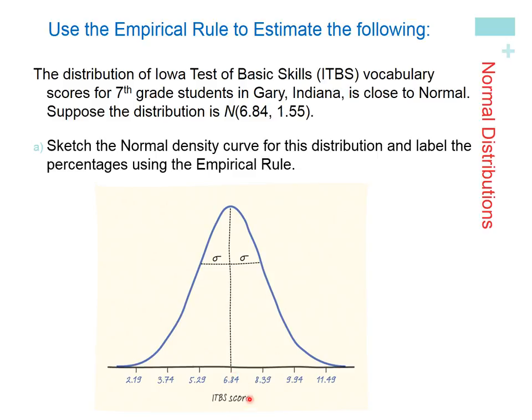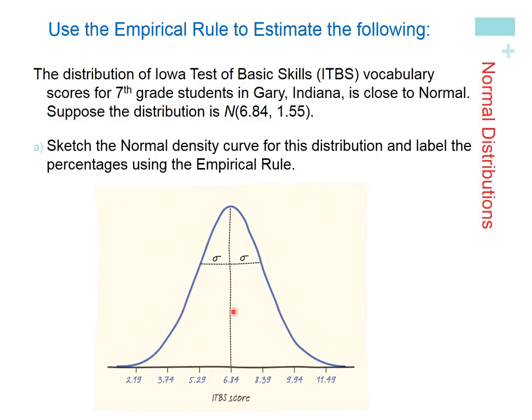Okay, so let's just see how you did. All right, so number one, what we have here is we have our mean right in the middle. Notice how we have the bottom labeled. What are we looking at? We're looking at the Iowa test. Okay, so here was our mean. Then to get the first standard deviation of the scores, I added 1.55. And then to get the second one, I added 1.55 again, added 1.55 again. To get to my below one, I subtracted 1.55. I took that number 5.29, subtracted 1.55 to get 3.74, subtracted again to get 2.19.